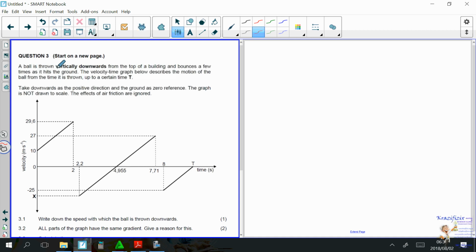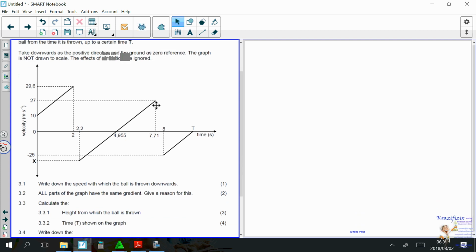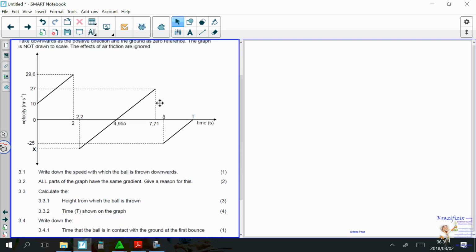Take downward as positive direction and the ground as 0 reference. The graph is not drawn to scale. Let's try to study this graph quickly. It's fine. We'll be able to study this graph. I want us to study this graph and explain this graph. Now, where is my initial? This object is thrown. Now, do you see that velocity here? Let's use a red one. My initial velocity is 10. But what is happening? Velocity is increasing.